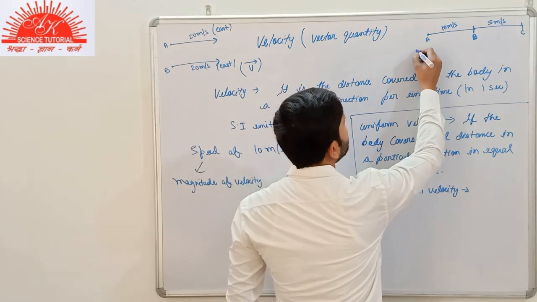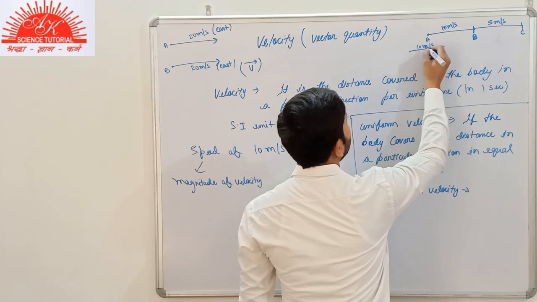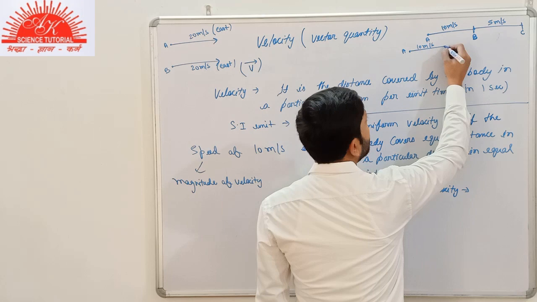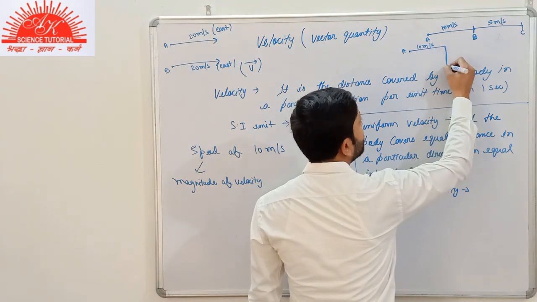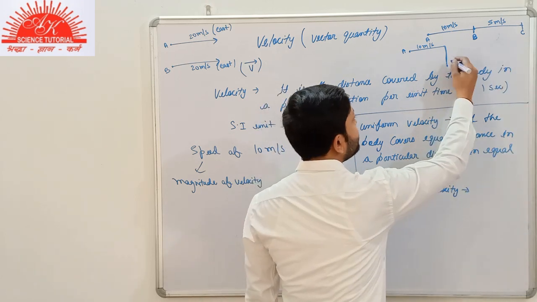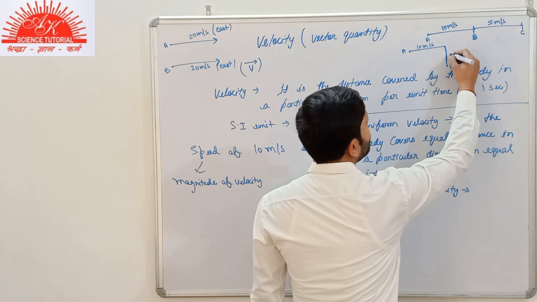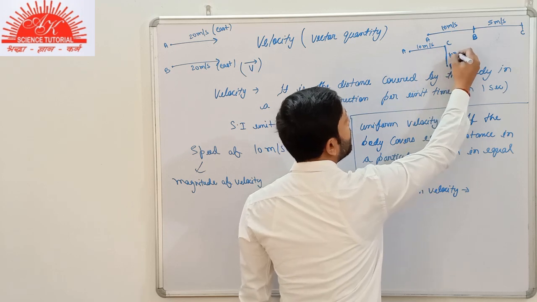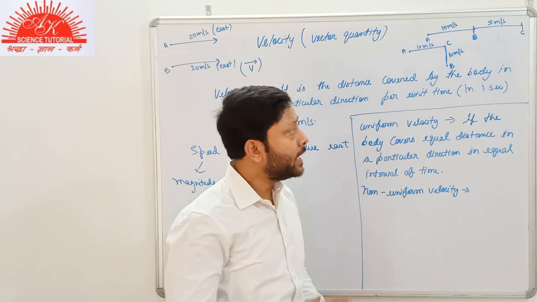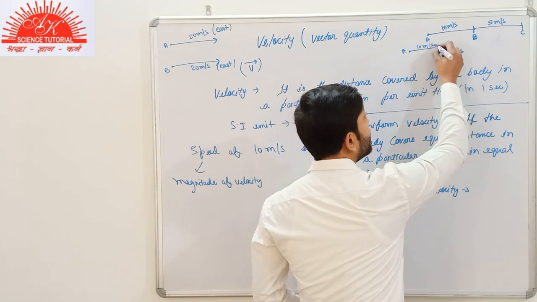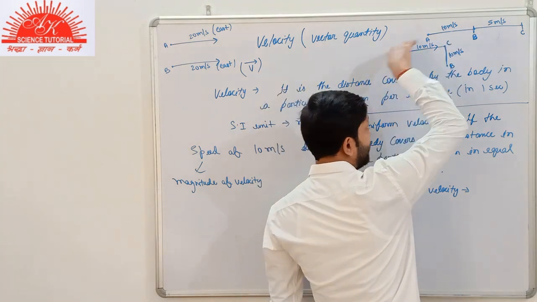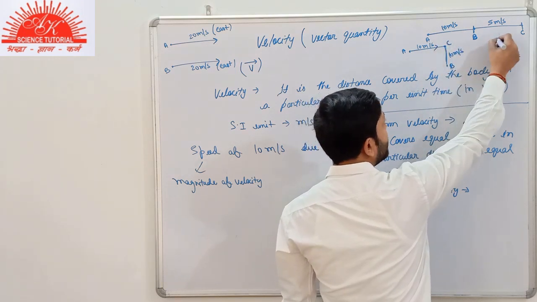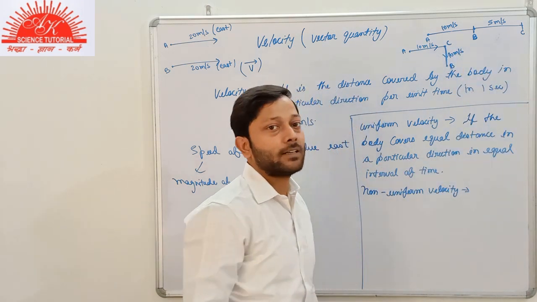I'll give you the example. Suppose the body was moving with 10 meter per second. The speed was 10 meter per second. And then after, it changed the direction and came to some point B. Suppose this is point C, it comes from point C to point B. The magnitude of velocity is also 10 meter per second here. But what about the direction? Initially the direction was from A to C, in this direction. And then after, the direction has changed. Now the direction is along this line.